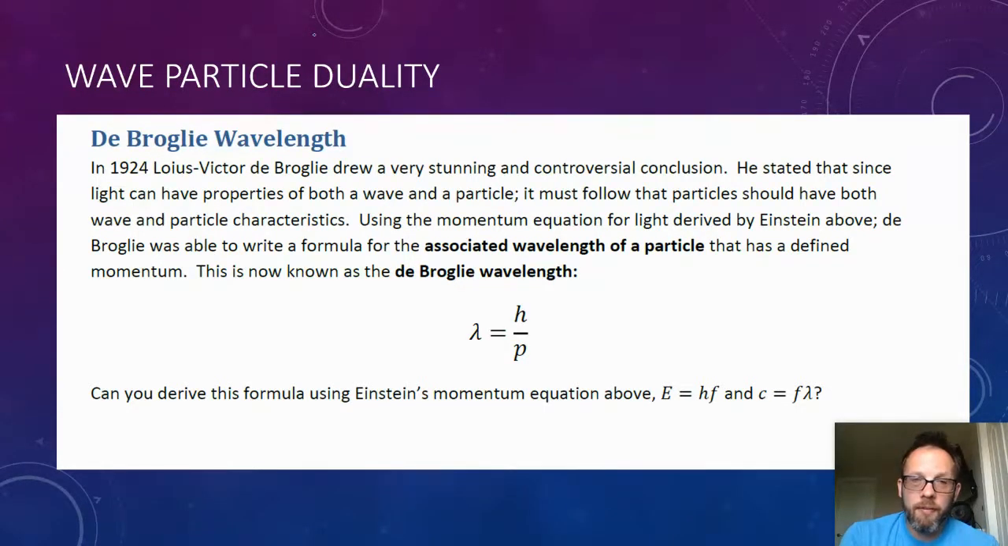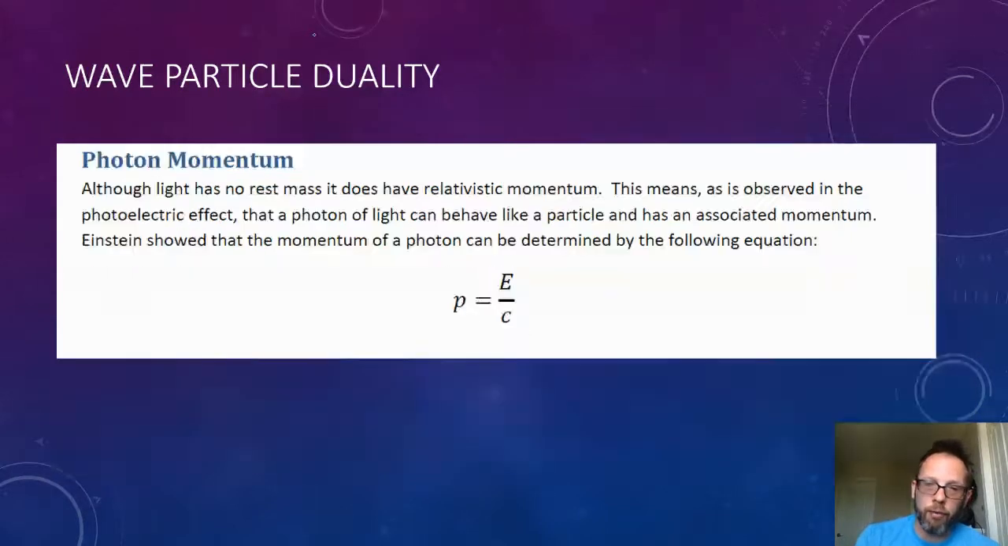But Louis Victor de Broglie, he was the first one to propose that if light had properties of both a wave and a particle, then other particles should too. Using the momentum equation for light derived by Einstein, and I already teased this with you guys, you can show that the associated wavelength of a particle that has a certain momentum is the de Broglie wavelength. I don't think you guys really need to do the derivation.